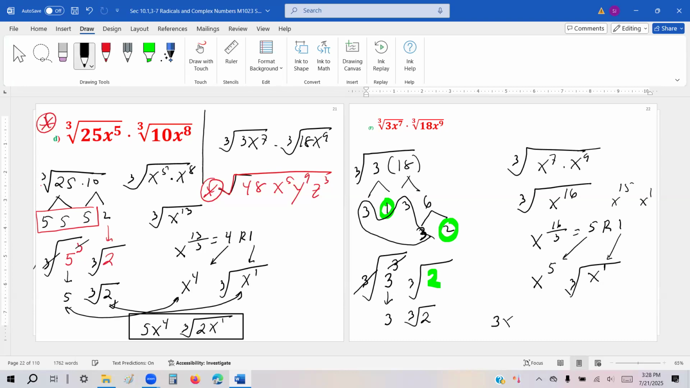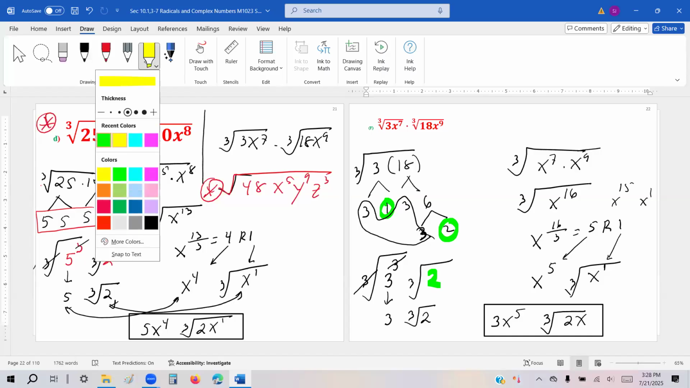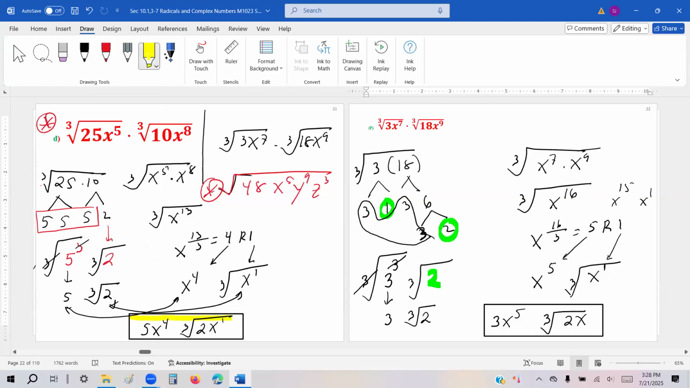So 3x to the 5, they are free outside the radical. Did I make a mistake? And 2 and x inside the radical. This is too big. So you multiply and then simplify the numbers and variables individually.